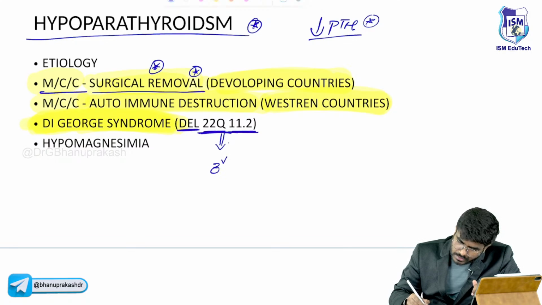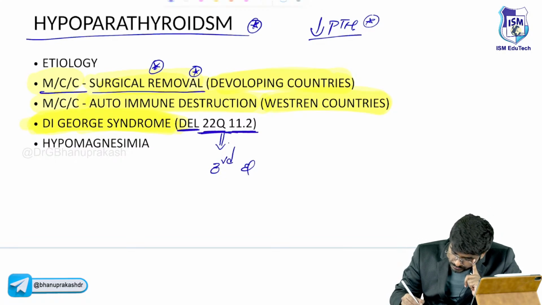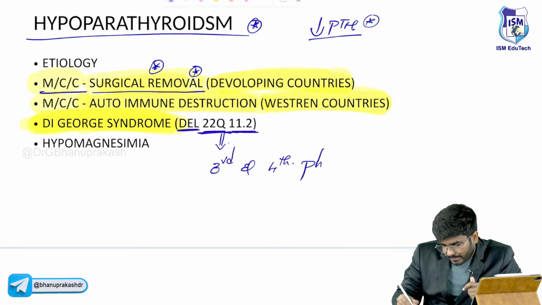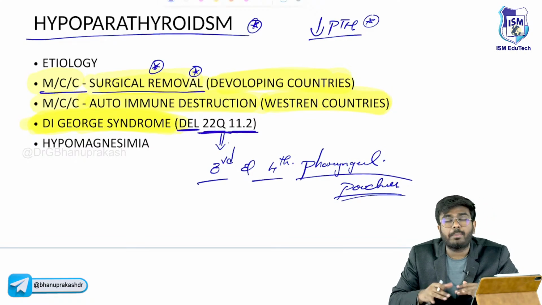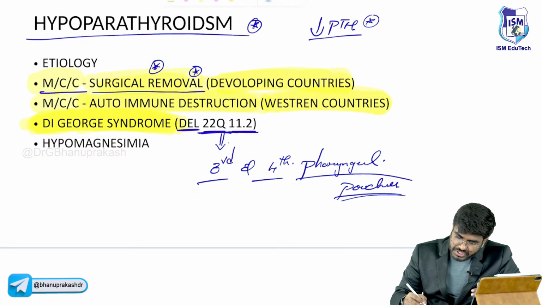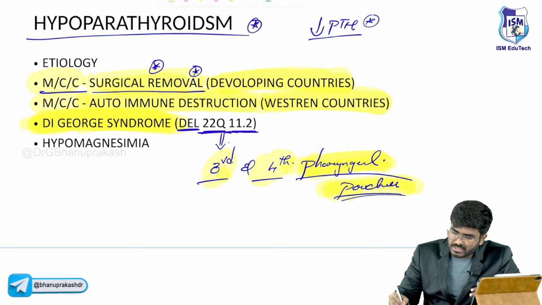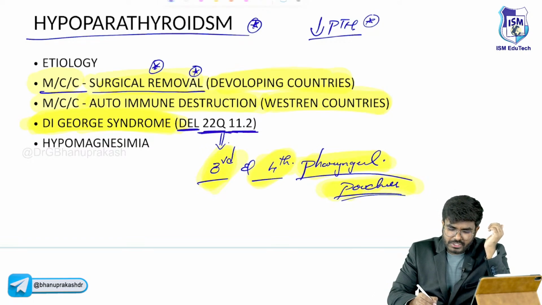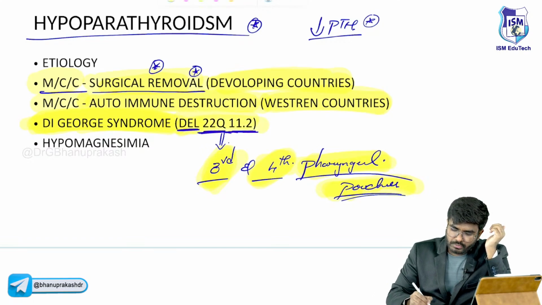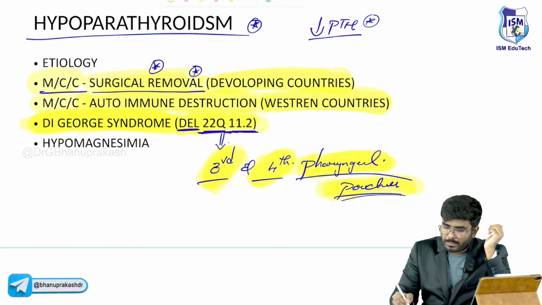So there is absence, hypoplasia, of the third and fourth pharyngeal pouches. They are not developed. So DiGeorge syndrome is a deletion of 22q11.2, and the third and fourth pharyngeal pouches are not developed.